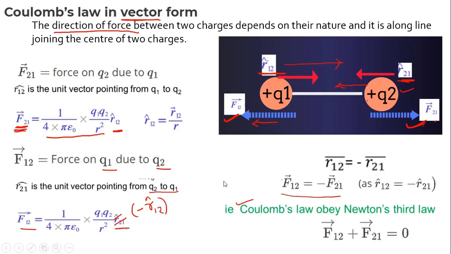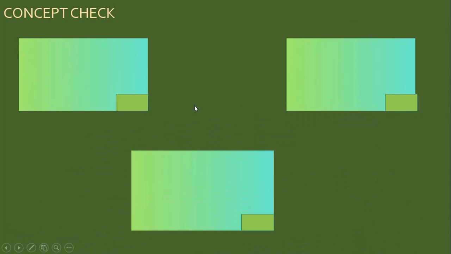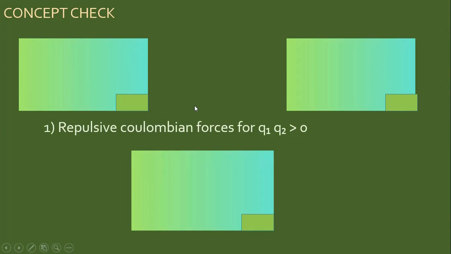So these are all the necessary steps for the derivation of Coulomb's law in vector form. In the exam, if you write this, you are going to get full marks. Next we have the concept check. Now let us see the general question that can be asked in the exam.